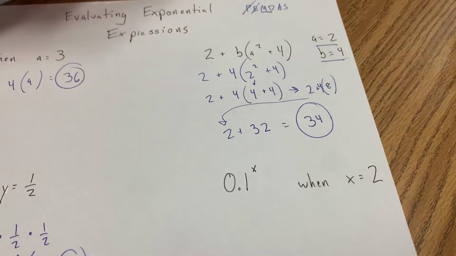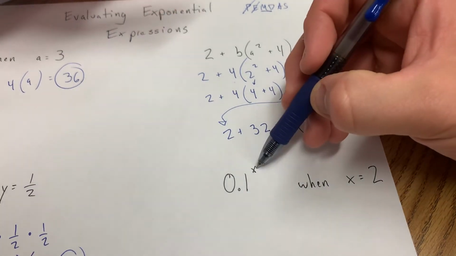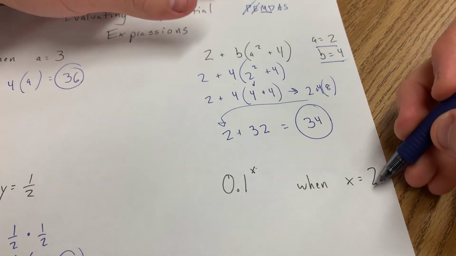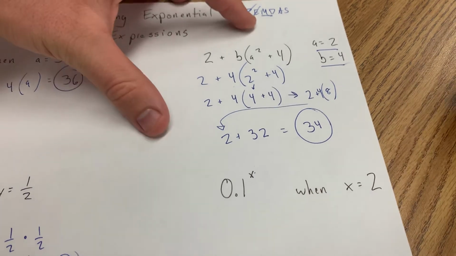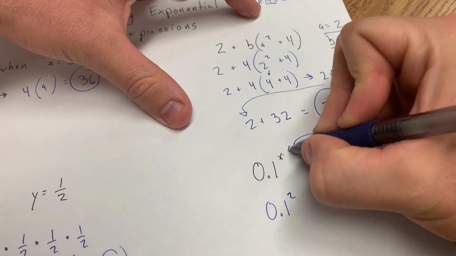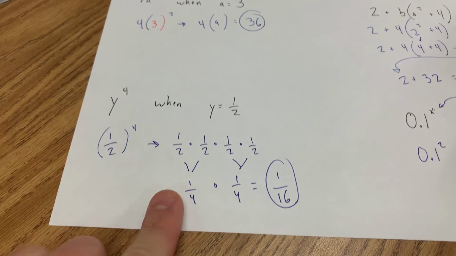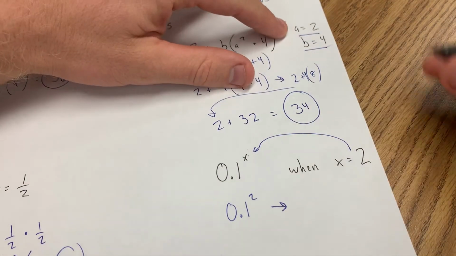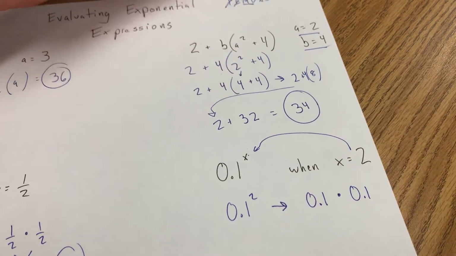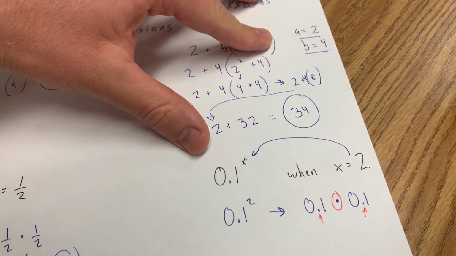Last example I've got for you. We have 0.1 to the power of x. We actually have a variable as our exponent. So we are given a value for that variable, x equals 2. So I'm going to rewrite it, 0.1 to the power of 2, because x equals 2. So I'm going to do kind of what I did on the fractions problem where I started writing it out. So this is actually going to be 0.1 times 0.1. Be careful that you know the difference here between our multiplication sign and our decimals.